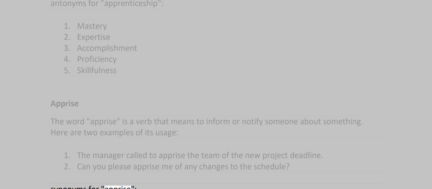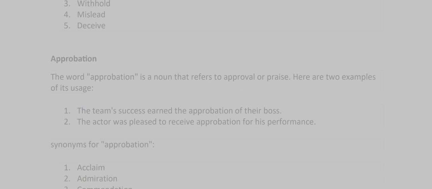Synonyms for apprise. 1. Notify. 2. Inform. 3. Advise. 4. Brief. 5. Update. Antonyms for apprise. 1. Conceal. 2. Hide. 3. Withhold. 4. Mislead. 5. Deceive.